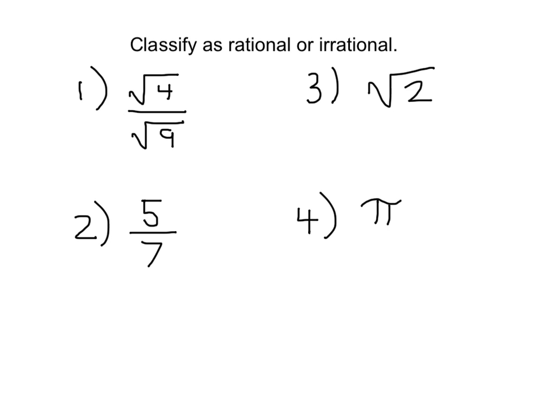Welcome back from pausing the video. So we have number 1, square root of 4 over square root of 9. Well, square root of 4 is equal to 2. Square root of 9 is equal to 3. That is a fraction using integers, so this is a rational number. Number 2, this is a fraction, and 5 and 7 are both integers. This is also a rational number, which means that as a decimal, it would either terminate or repeat.